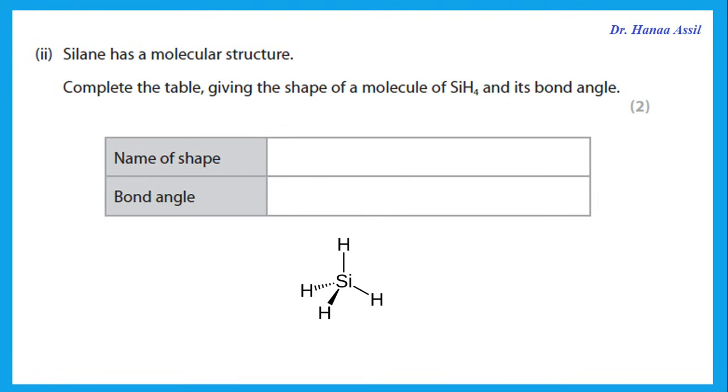You should remember this would be just like methane, in which we have 4 bonding pairs of electrons, no lone pair of electrons on the central atom. So this would be a tetrahedral structure with bond angle 109.5.